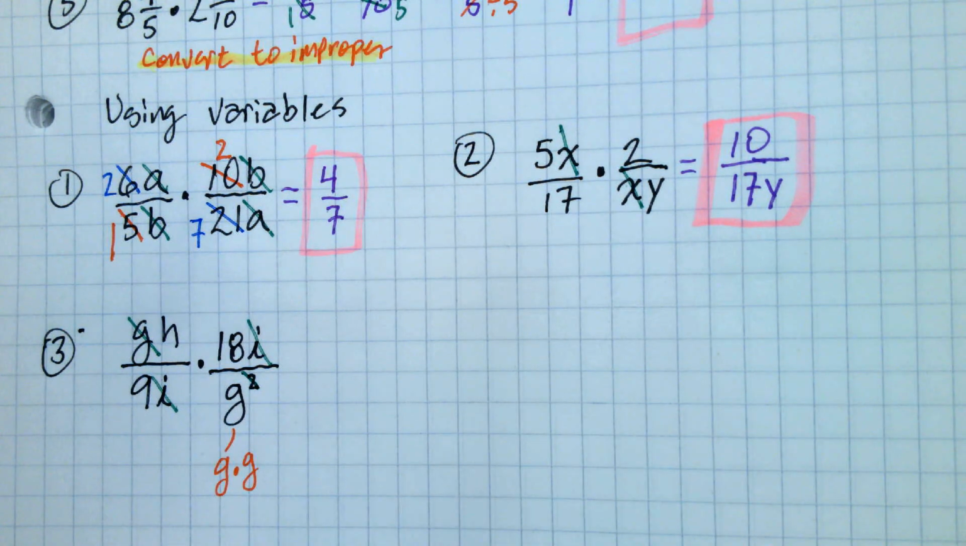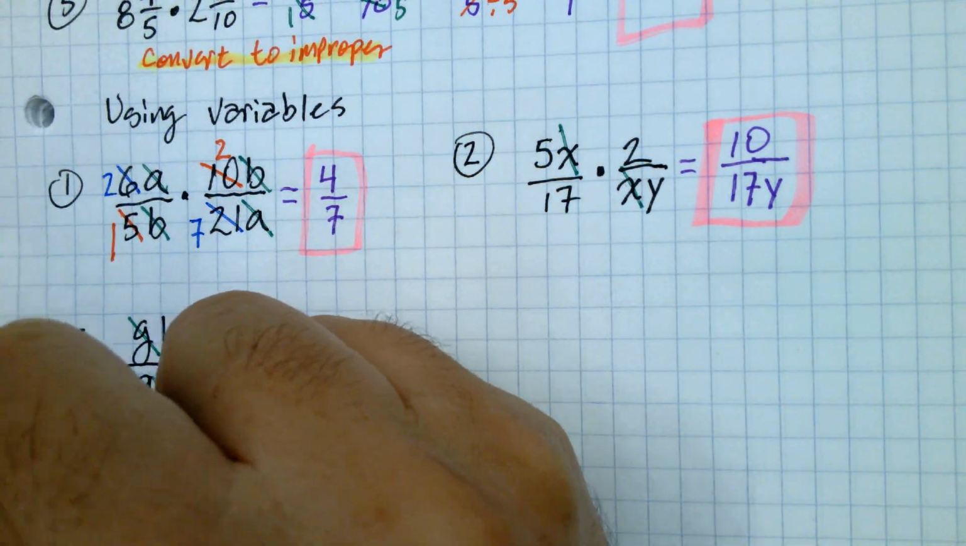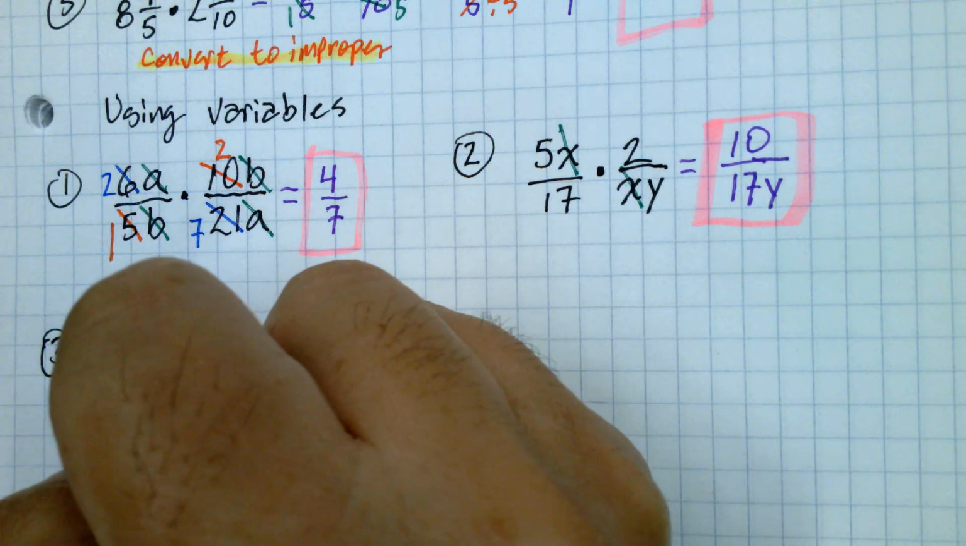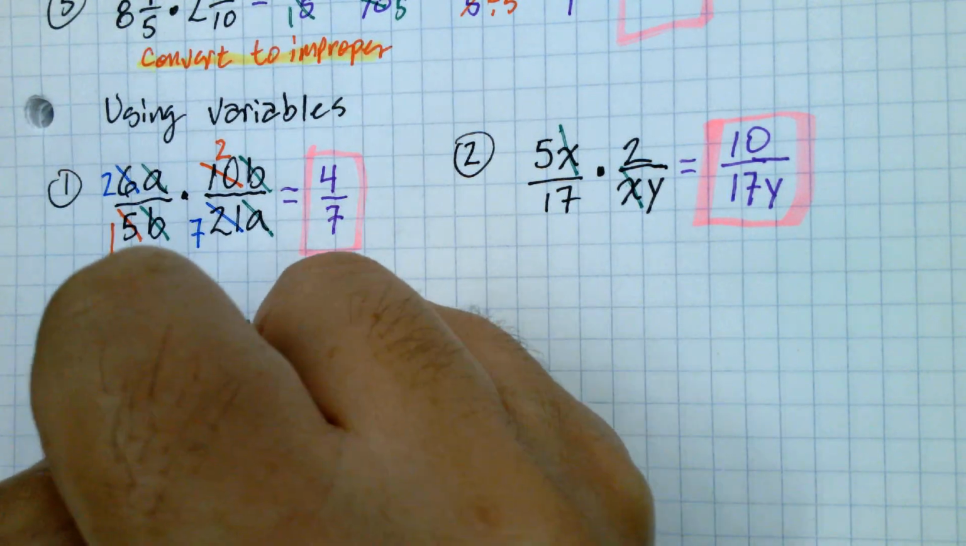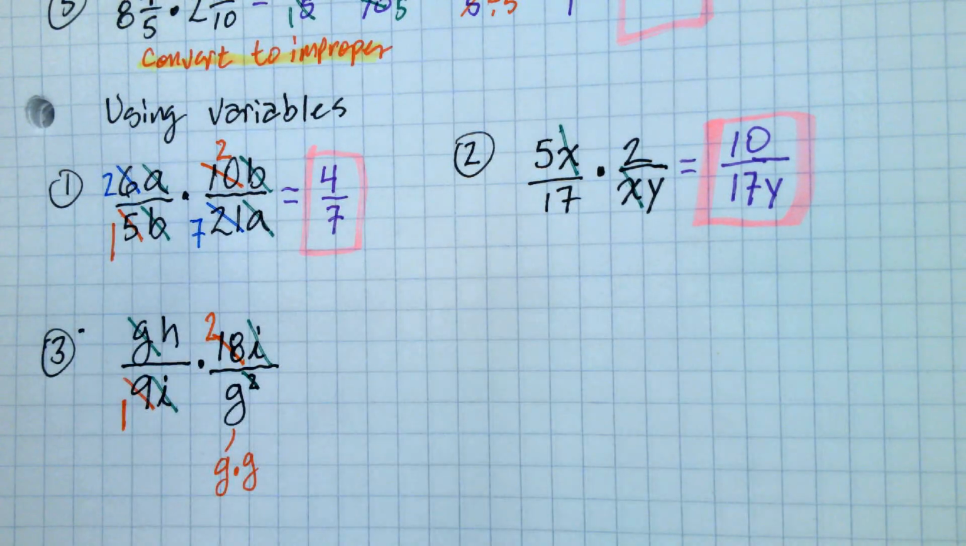So now, am I done with variables? I can move on to numbers. I got 9 and 18. I can simplify that, right? 9 and 18, 9 goes in once. 9 goes into 18 twice. I'll put a 2 there. So now I have everything. I just got to catch everything as I multiply across.